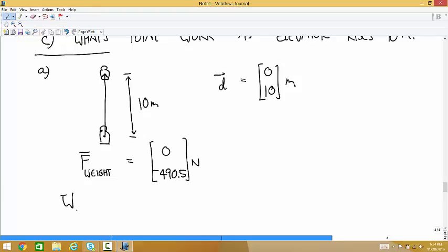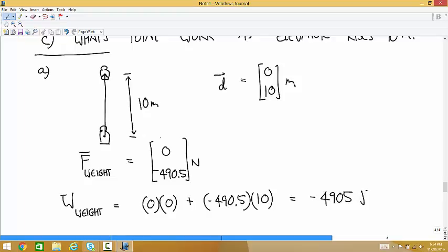And so the total work done by the weight is, I'm going to use the dot product. So multiply the x components together and add those to what you get when you multiply the y components together. And you get a total value of negative 4,905 joules. Okay, so that says that the weight is taking energy away from the man.